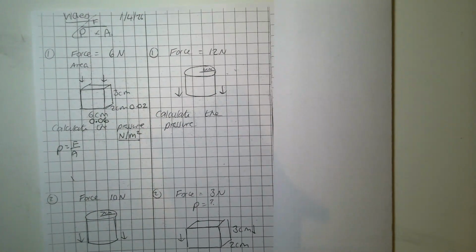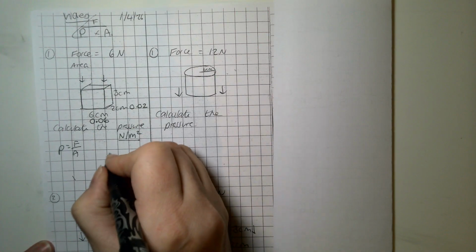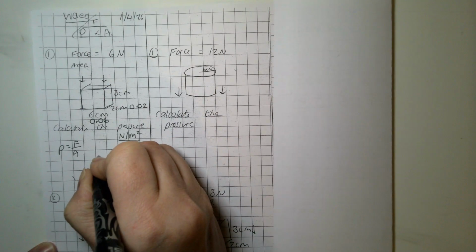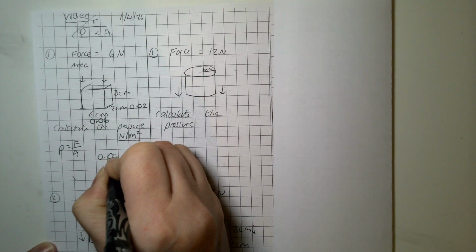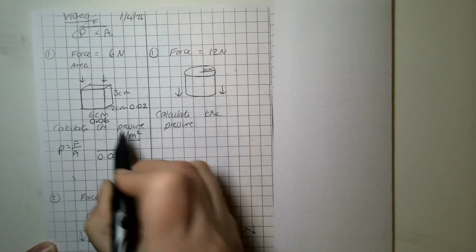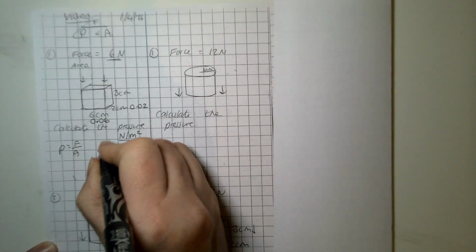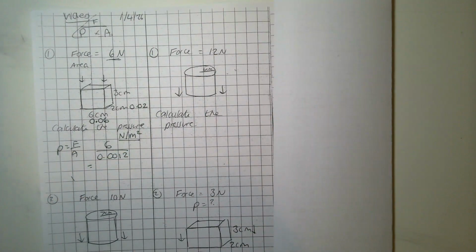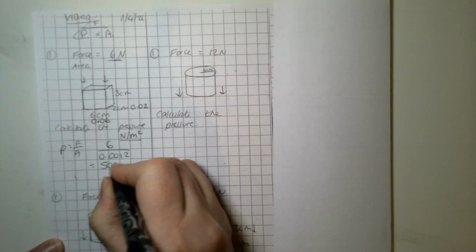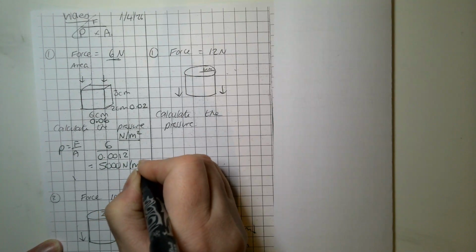So I now need to get the area of the base, so I need to do 0.06 times 0.02, so that's going to give me an area of 0.0012. The force is given to us, so we need to do 6 divided by 0.0012, and that's going to give us 5,000 newtons per metres squared.